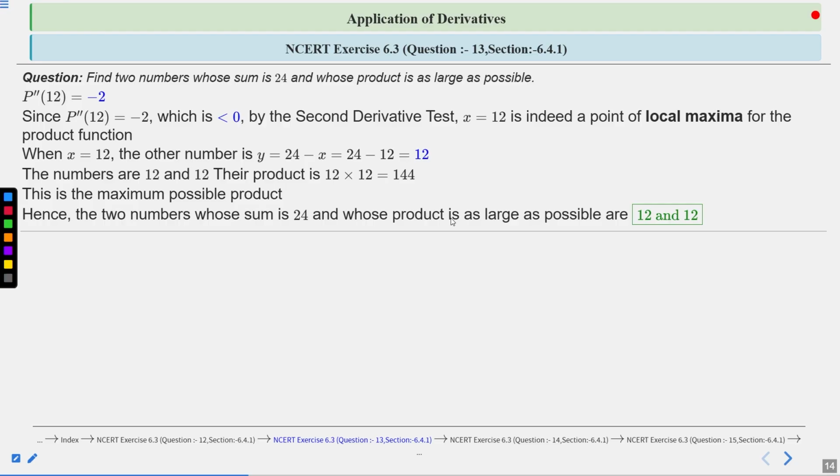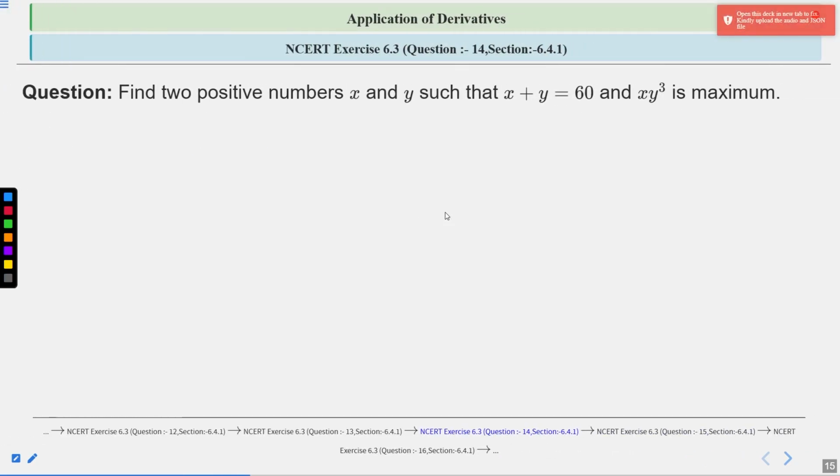Hope it's clear to all. Let us move to the next question.